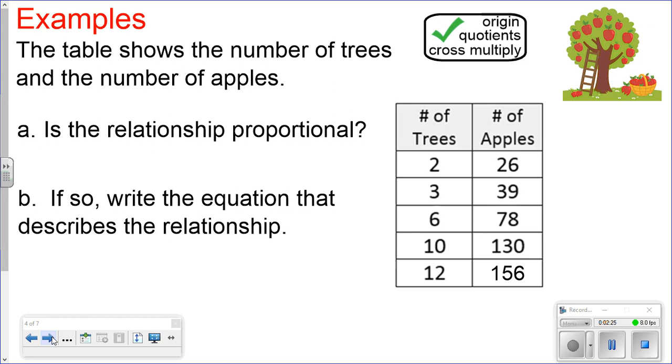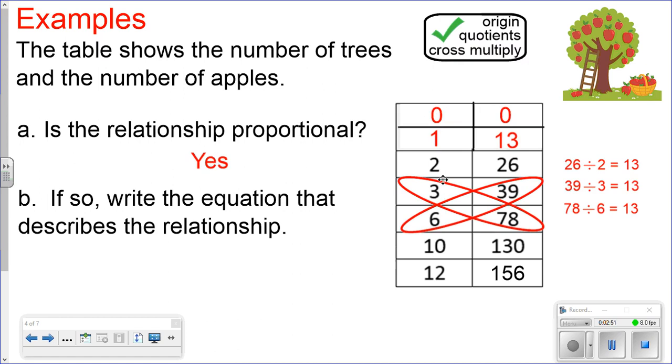So let's do an example. This table shows the number of trees and the number of apples. Is the relationship proportional? So I have three ways of checking. I can see, does it go through the origin? If I take each y and I divide it by the x, do I get the same answer? And if I cross multiply, will they be the same? And in this one, yes. If I work my table and go backward, I would get to 0, 0. If I cross multiply, I get the same answer. Or if I take the y divided by the x, each quotient is the same.